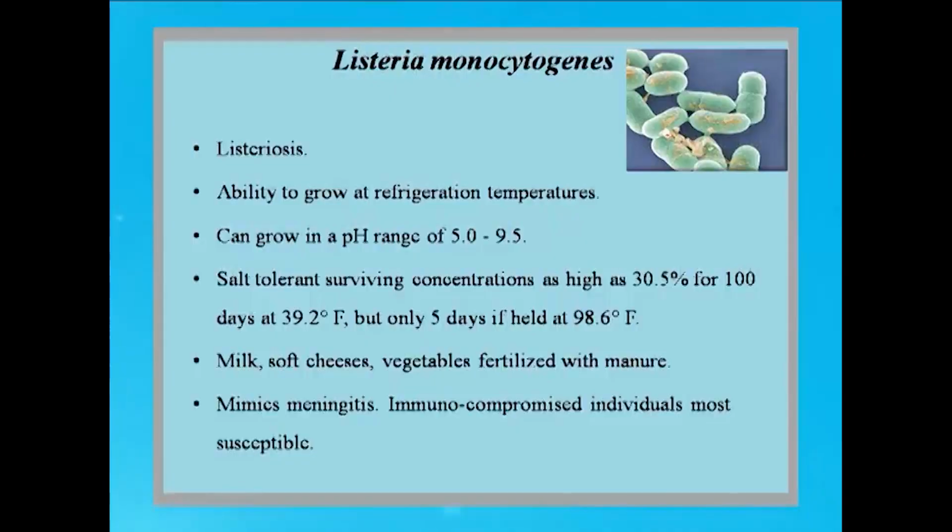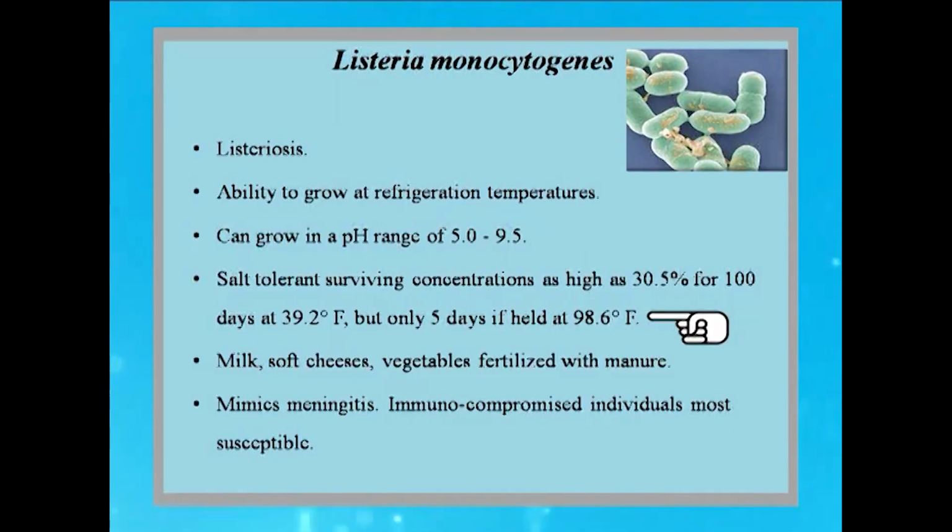Listeria monocytogenes. Now, Listeria monocytogenes is a bacteria which causes a disease called listeriosis. A special characteristic feature of Listeria is that they are able to survive in very adverse conditions. They can tolerate refrigerated temperatures. They can tolerate a pH range from 5 to 9.5. So, from an acidic pH to highly alkaline pH, they can tolerate this range. The salt tolerant capacity is also there.